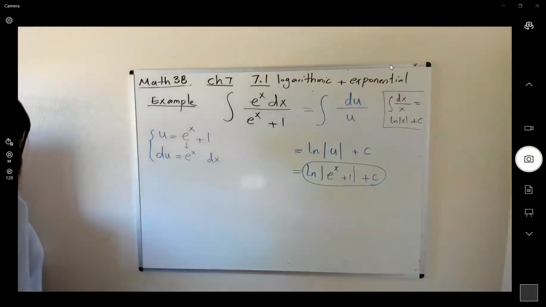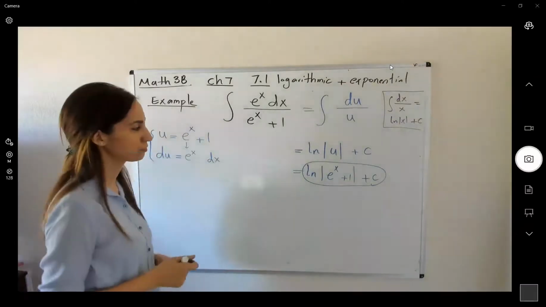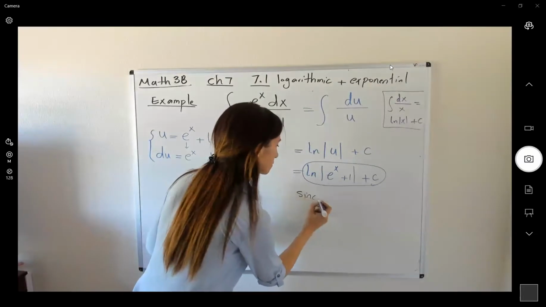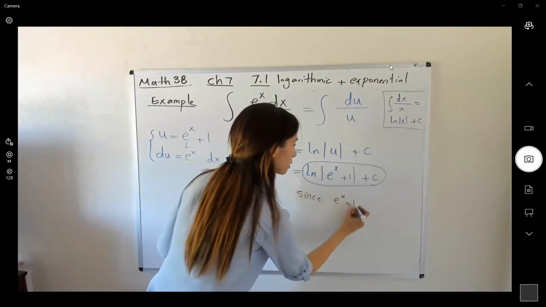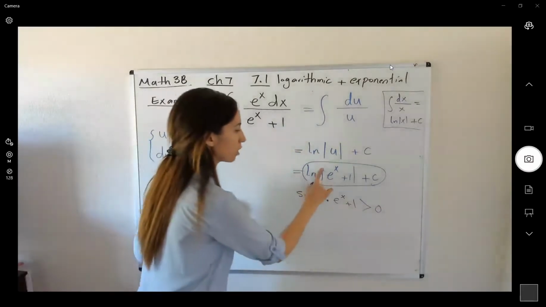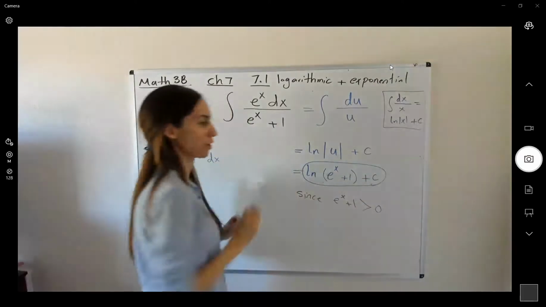Now here's a question. Can I remove absolute value? Since e to the x plus 1 is always positive, we can get rid of absolute value and just write it inside this.